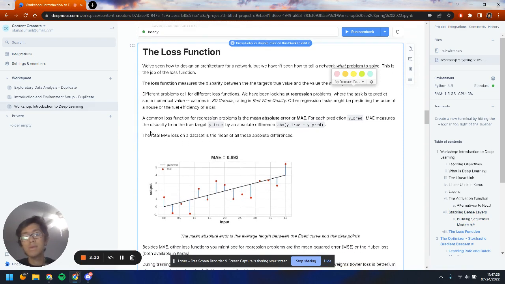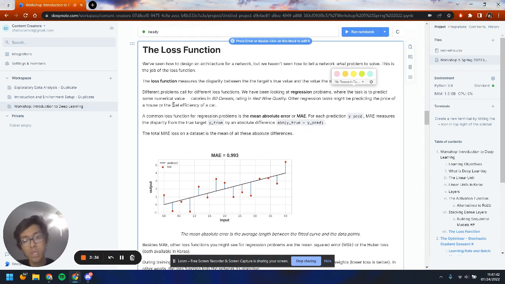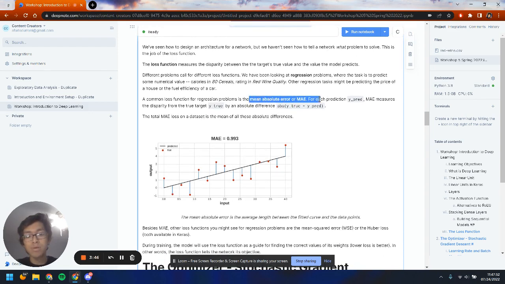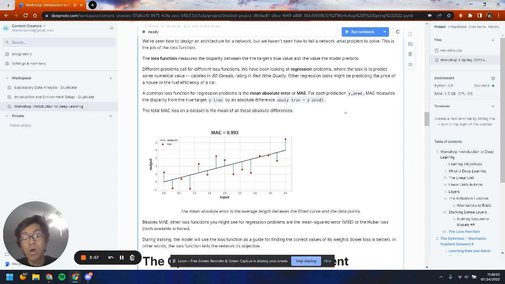So what you count as the target's true value depends obviously on the input. So say for example, if you are tasting wine, the output will be the red wine quality, or it might be the price of a house or the fuel efficiency of a car. It all depends on what you're trying to find. But the point is, there are multiple ways that you can compute this, the easiest of which is using the mean absolute error, or MAE, which really is just computing the actual absolute difference between the true output and the predicted output.